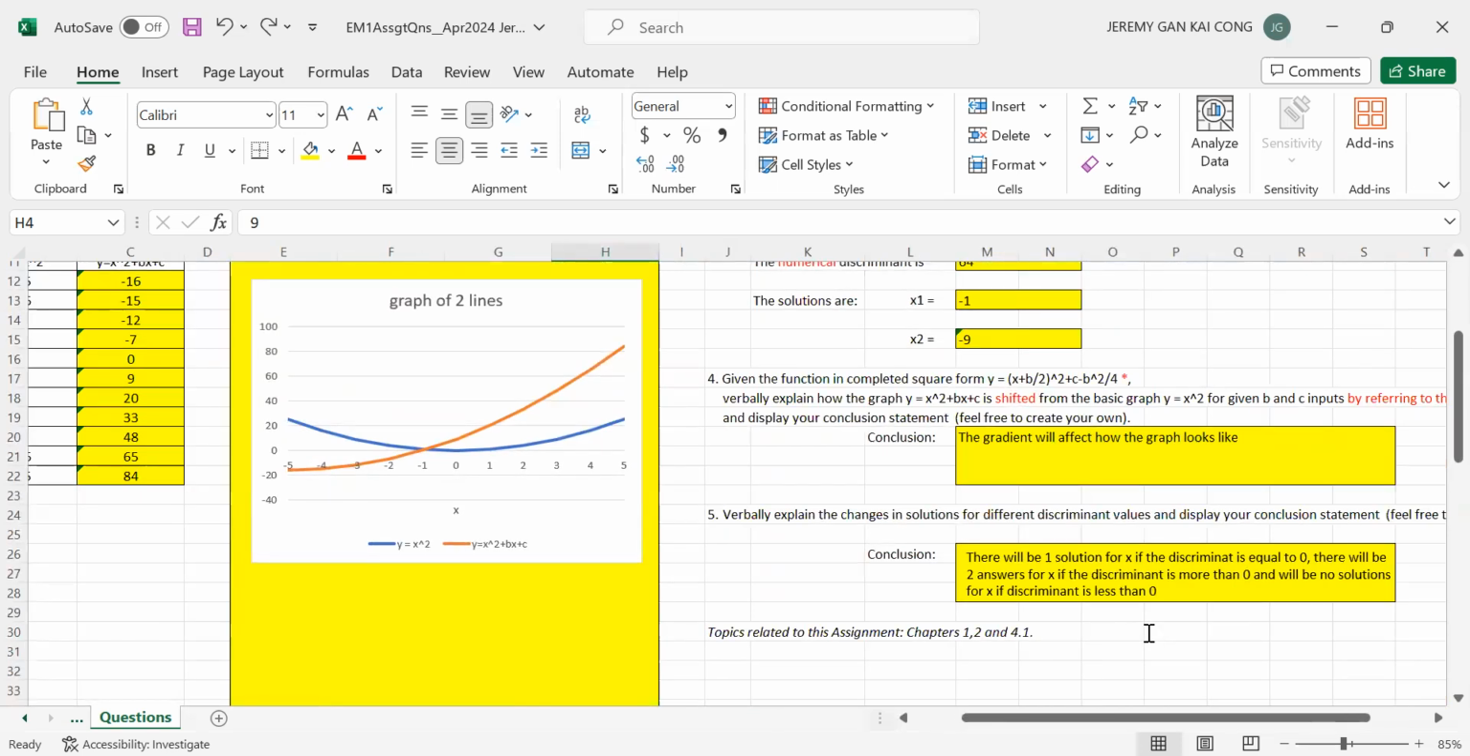And for question 5, explaining the changes in solutions for different discriminant values. From this, let's say if I were to have one solution for x, my discriminant will be 0. And if I have two answers for x, my discriminant will be more than 0, so 1, 2, and above. But if I do not have any solutions for x, which means that my discriminant is less than 0, which is a negative value.